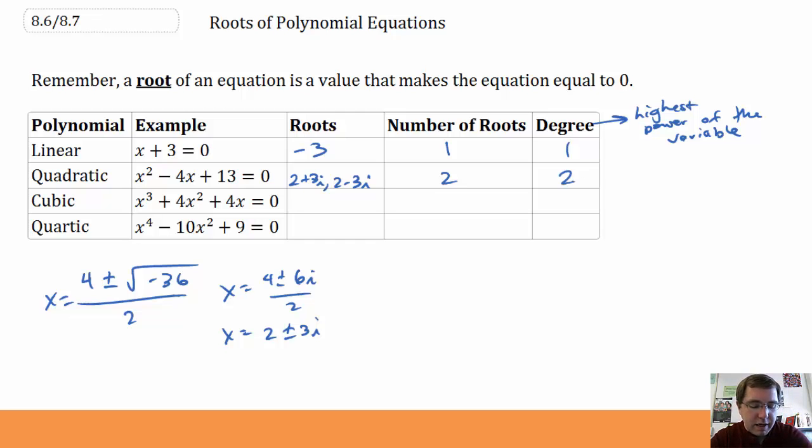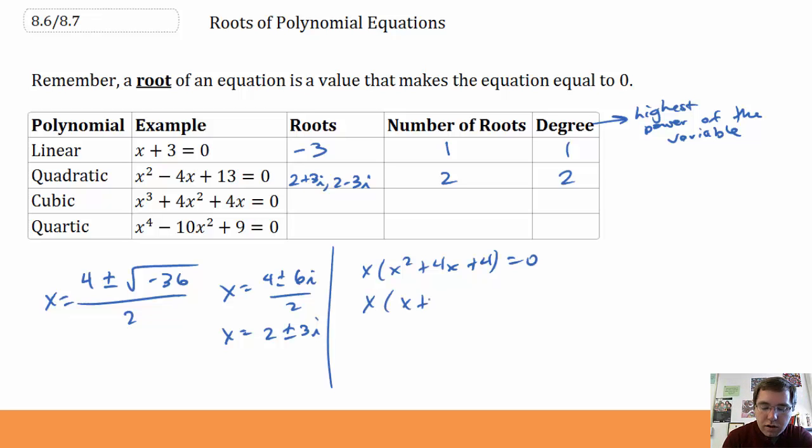Let's take the cubic equation, x cubed plus 4x squared plus 4x equals 0. I know how to solve that because this happens to be factorable. I can take an x out of every term and have x times x squared plus 4x plus 4. And then I can use the quadratic formula on x squared plus 4x plus 4, or factor that as x plus 2 times x plus 2. So my roots are x equals 0, x equals negative 2, and x equals negative 2. So 0, negative 2, and negative 2.